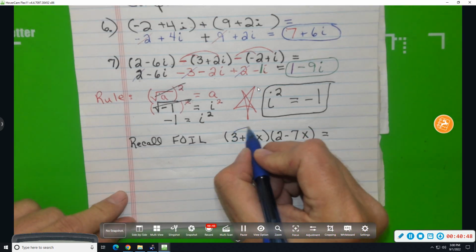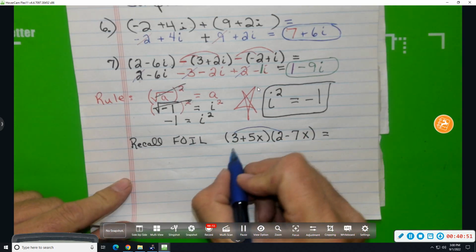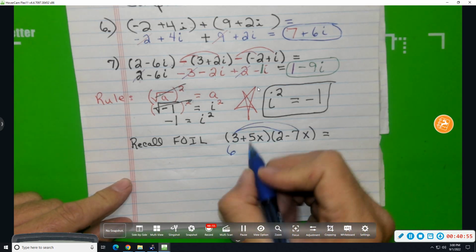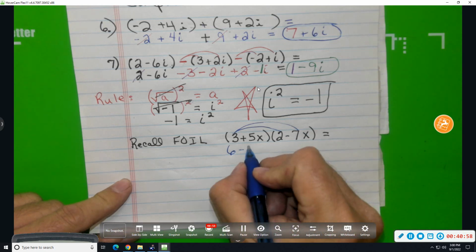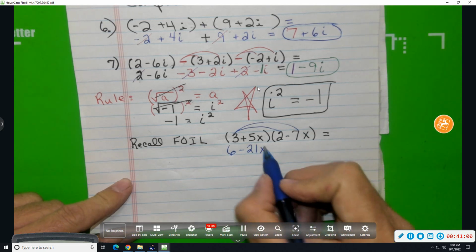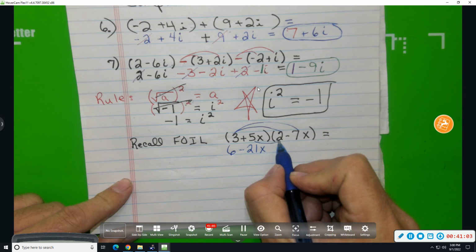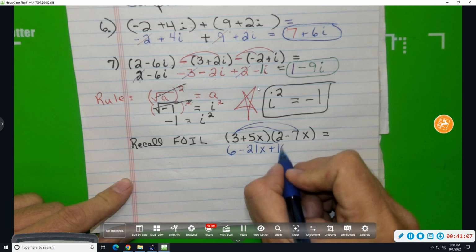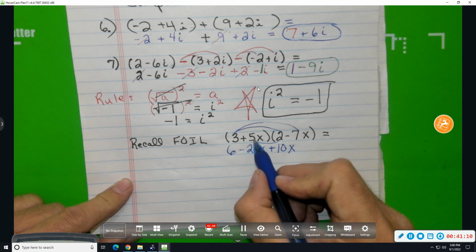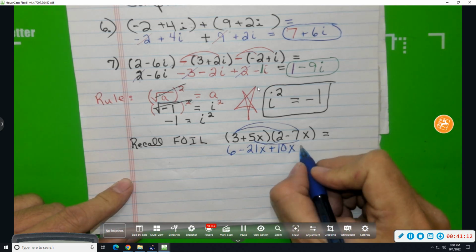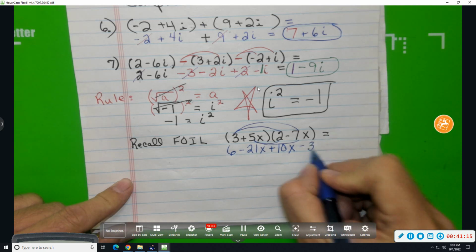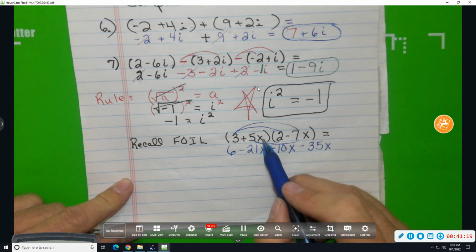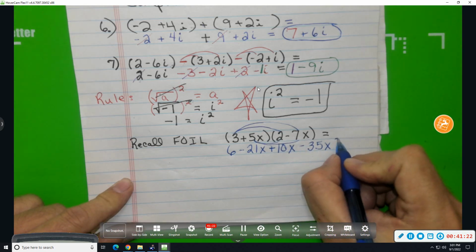3 times the 2. Okay, 3 times 2 first. And then 3 times the negative 7x. That would be what? A negative 21x. First, outer. Then 5x times the 2, and that will be 10x. Then 5x times the negative 7x will be negative 35x. Not just x. Square. X times x is x squared.